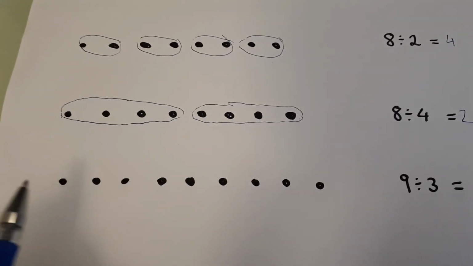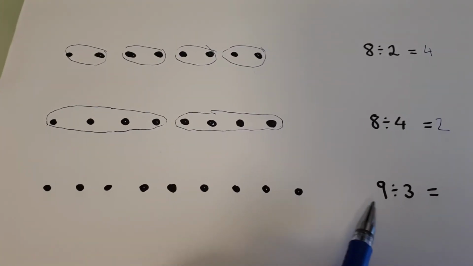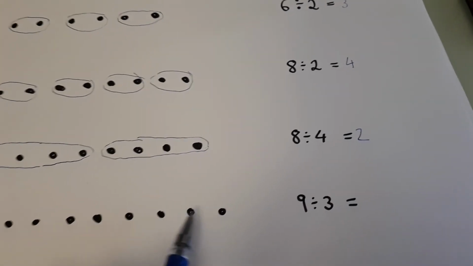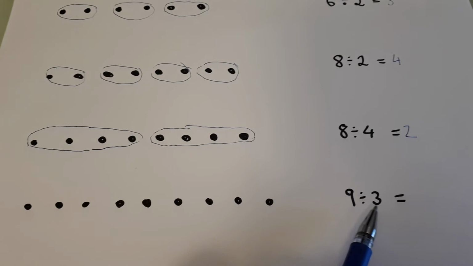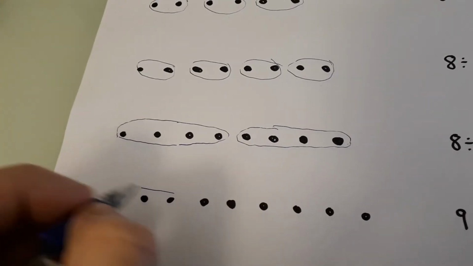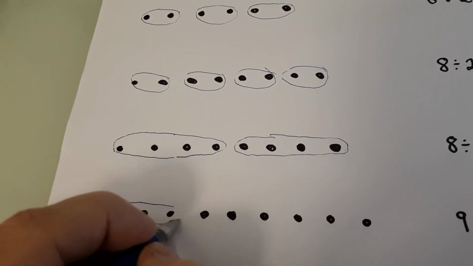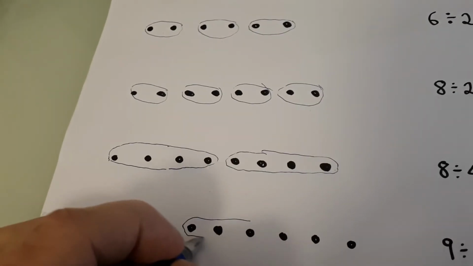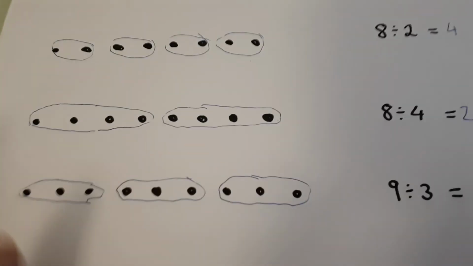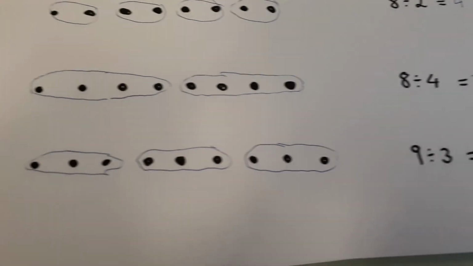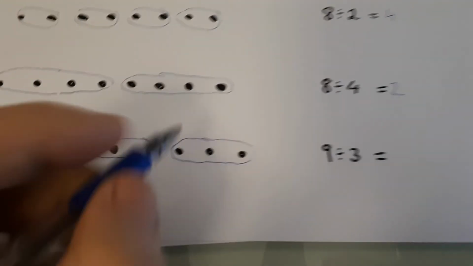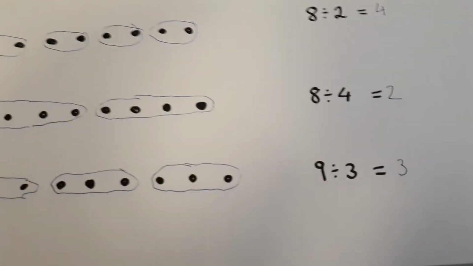One last one. Here I have, you guessed it, 9 dots. 1, 2, 3, 4, 5, 6, 7, 8, 9 dots. And my son asked me to make groups of 3. So let's do it. There's a group of 3. There's another group of 3. My paper is moving. And there's another group of 3. So I have 9 dots and I've made groups of 3. How many groups of 3? 1, 2, 3. I have 3 groups of 3.